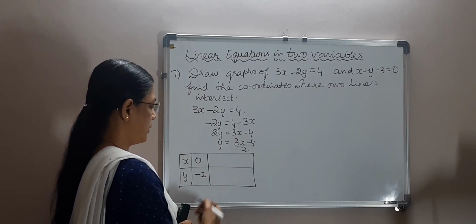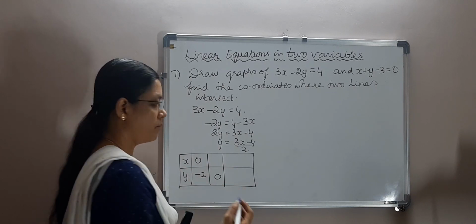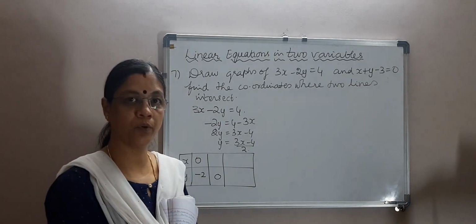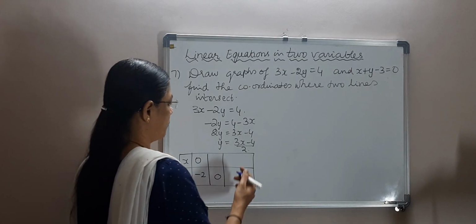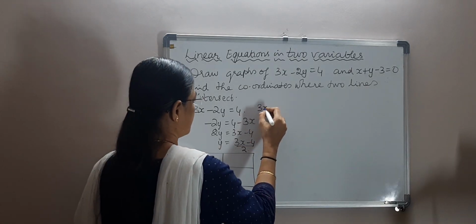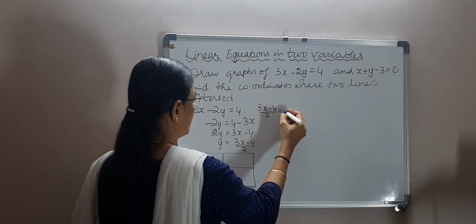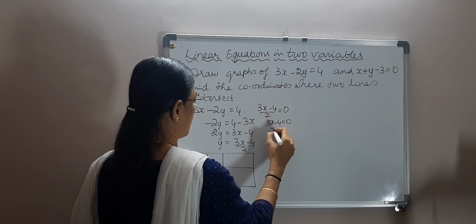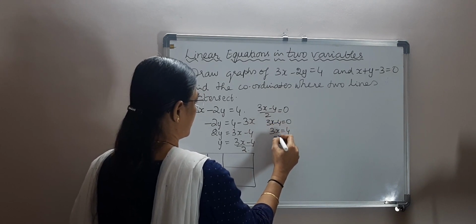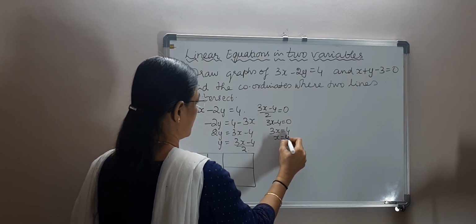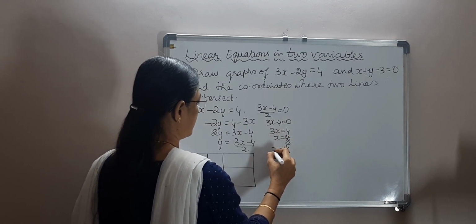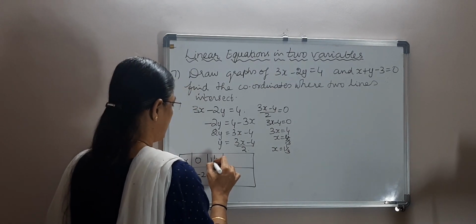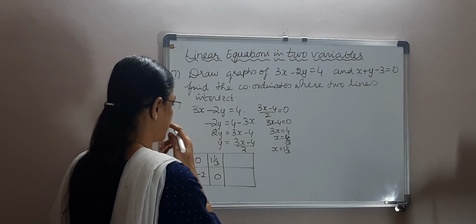When y is equal to 0, we have two extreme points we will find out. For every graph you just find out the points for x is equal to 0 and y is equal to 0. You have two extreme points so that it will be easier for you to draw the line. So (3x minus 4) divided by 2 is equal to 0, so 3x minus 4 is equal to 0, or 3x is equal to 4, or x is equal to 4 by 3. So 4 by 3 is 1 and 1 by 3, somewhere in between 1 and 2, isn't it? So x is equal to 4 by 3 it is.